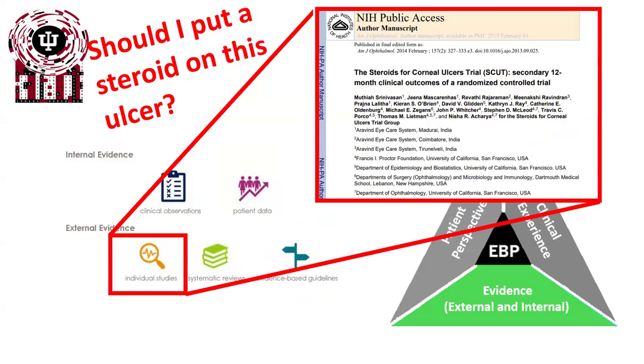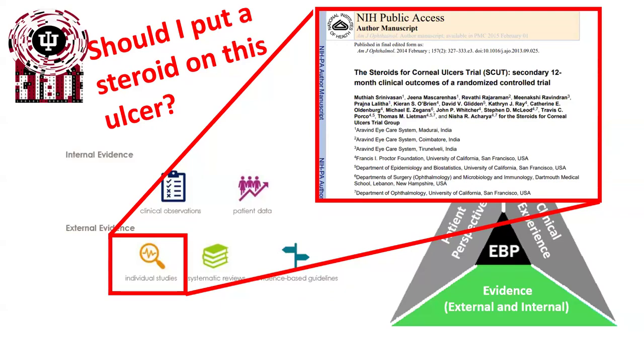We also have external evidence that helps guide our treatment decision-making. The first of those three criteria in external evidence are individual studies, systematic reviews, and evidence-based guidelines. Individual studies you can think of as clinical trials and various studies done to guide our decision-making. This is kind of the first level of our decision-making when we look at the studies.